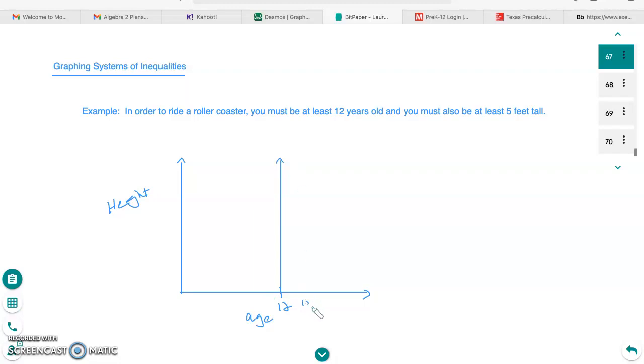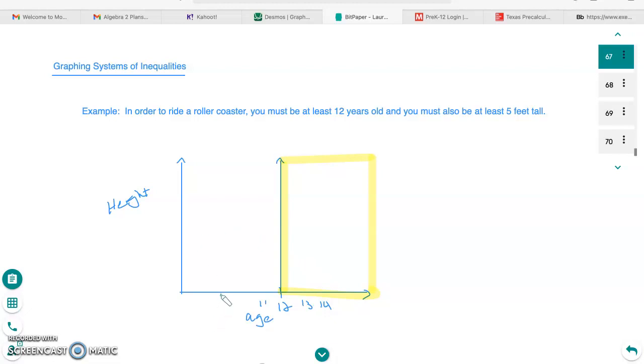Okay, so everybody who's 12 and 13 and 14, etc. Anybody who's 11 or 10 or 9, they cannot ride the roller coaster. So I'm going to just kind of highlight this area here. I'm not going to fill it in, but all the people on that side are allowed to ride the roller coaster. All the people on this side, not allowed to ride the roller coaster.